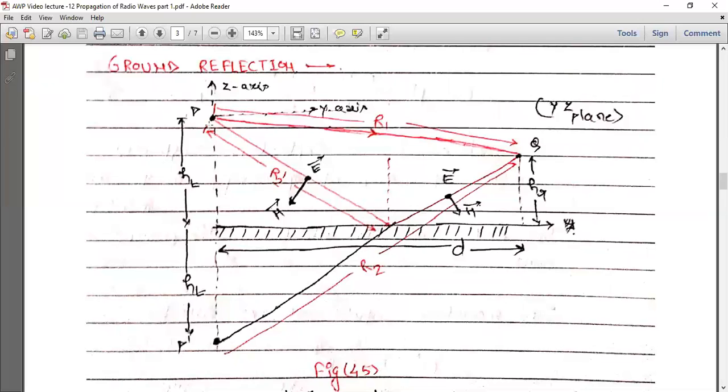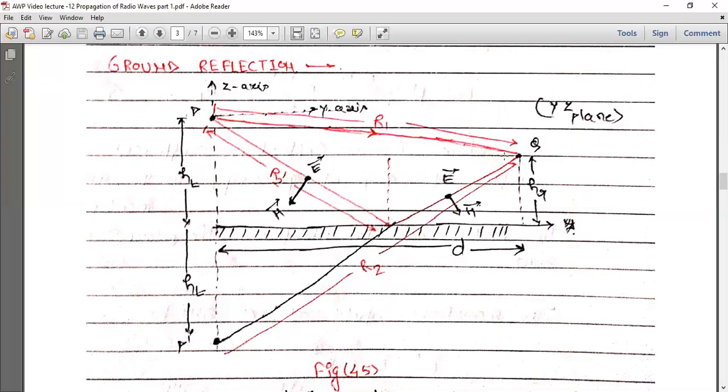So there is a direct path between point P and Q. The distance along this path is given by R1. The waves incident from P on the ground surface will reflect from this particular point towards Q. So this is another path, the reflected path.